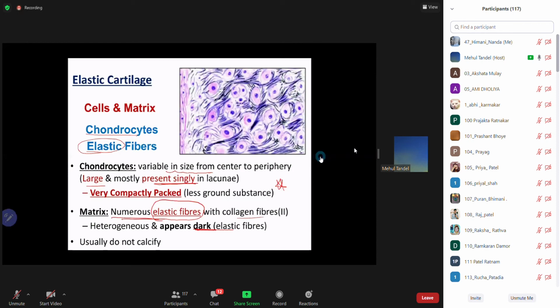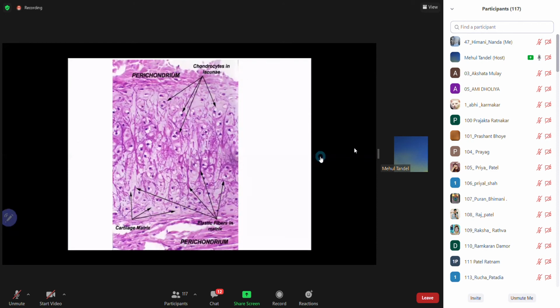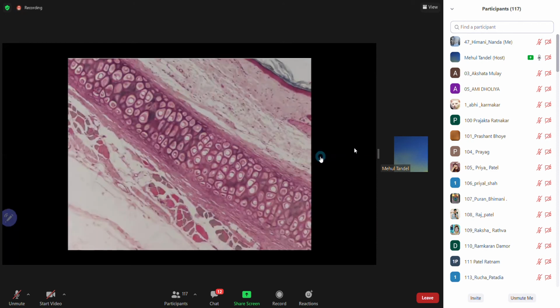Perichondrium structure is the same. Very compactly packed chondrocytes will be present singly, and large, and in between there is a matrix, heterogeneous and dark, containing mostly elastic fibers. So that is the structure of elastic cartilage.